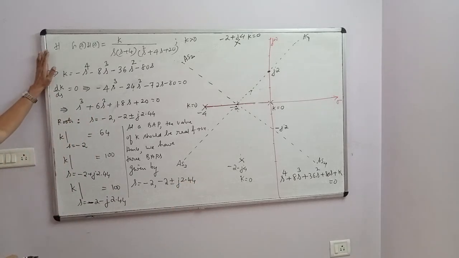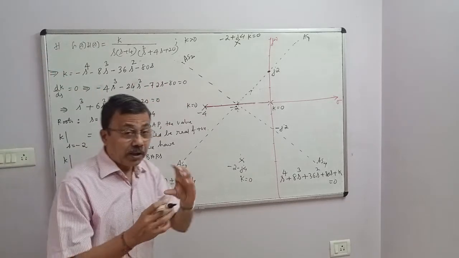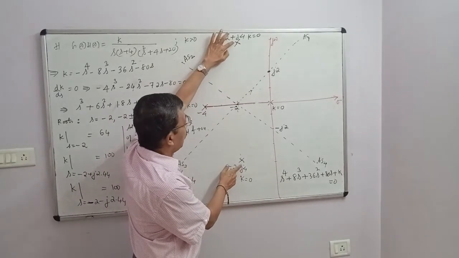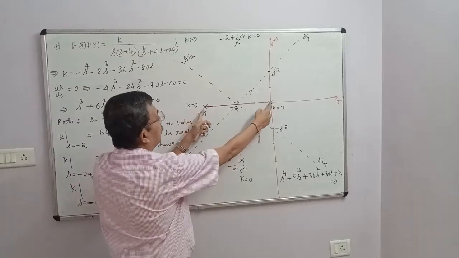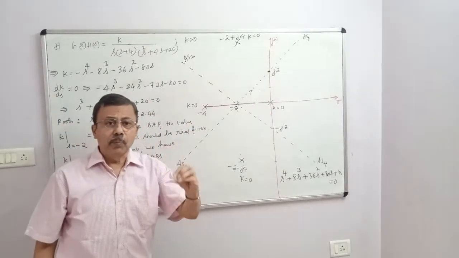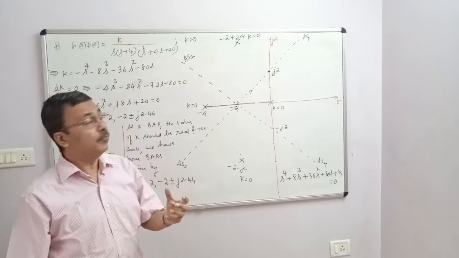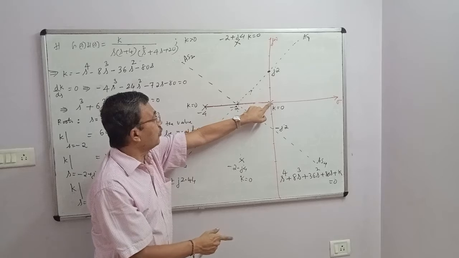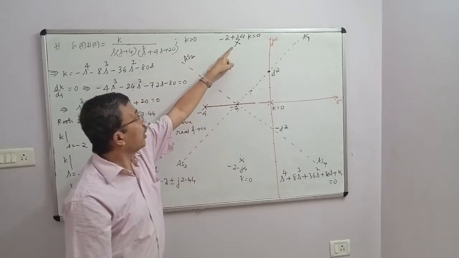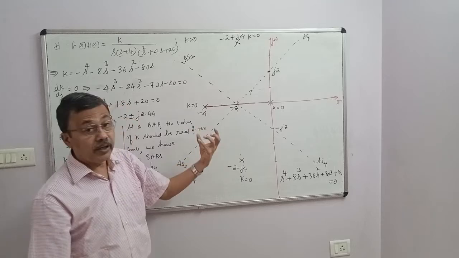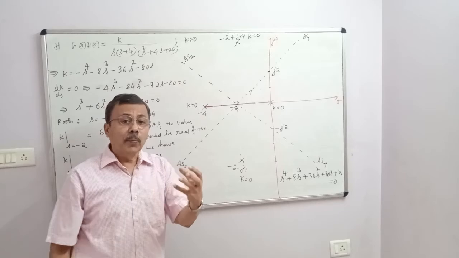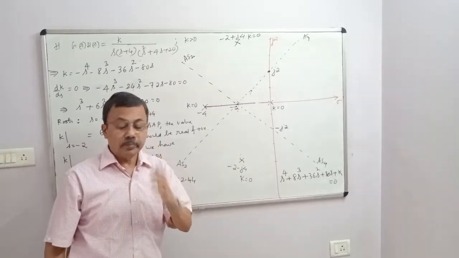This is the first time we are seeing that complex breakaway points are coming into play. Normally the complex breakaway points will come into play when the real part of these complex poles happens to be the midpoint of these two real poles. What is the real part of these two complex poles? Minus 2. What is the midpoint of these two real poles? Minus 2. When they coincide, complex breakaway points are likely to come.